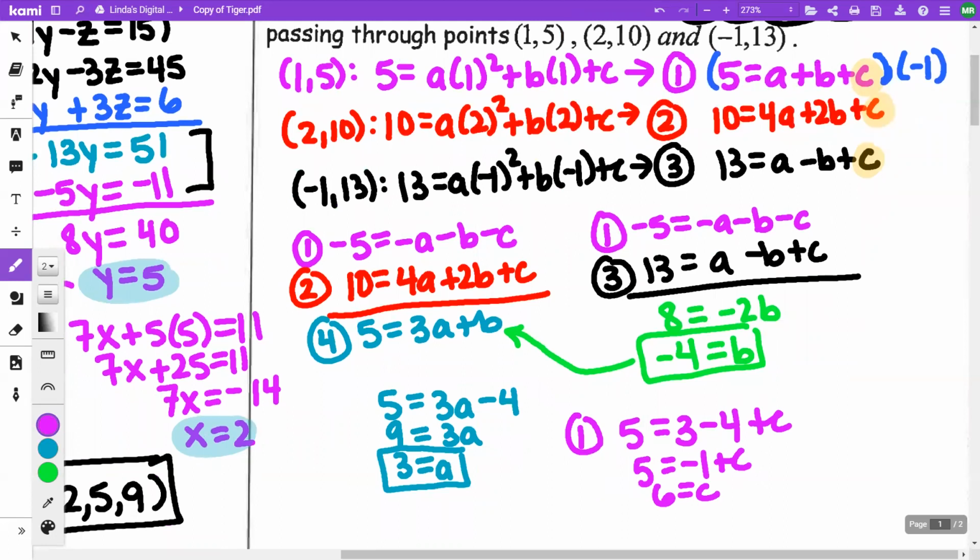And then we are going to write an equation. So our equation is going to be y is equal to 3x squared minus 4x plus 6. And that's our equation.